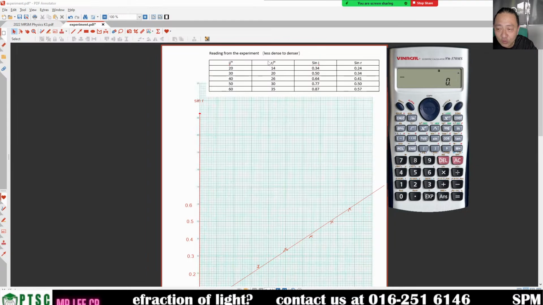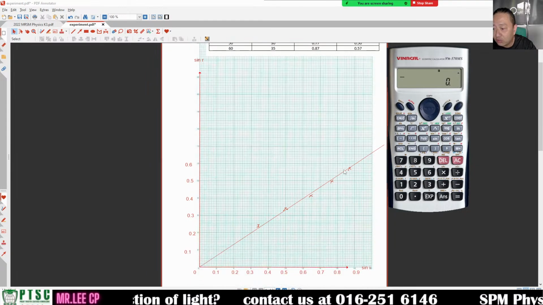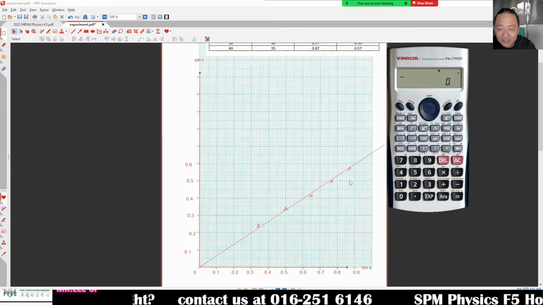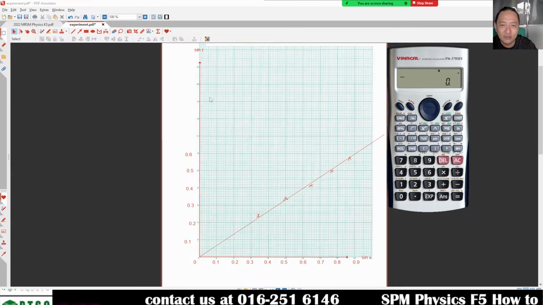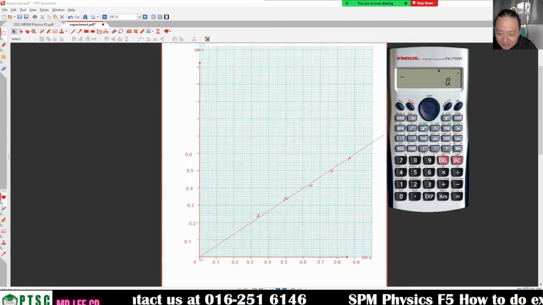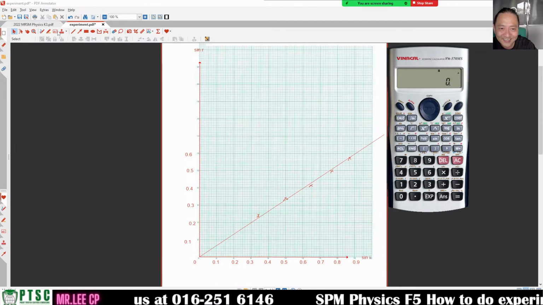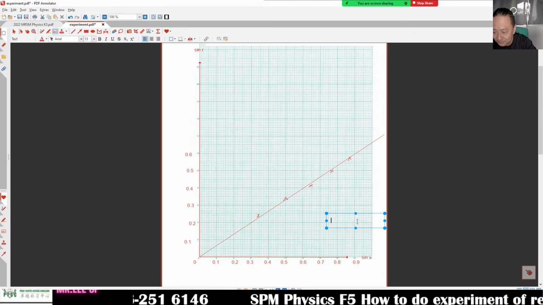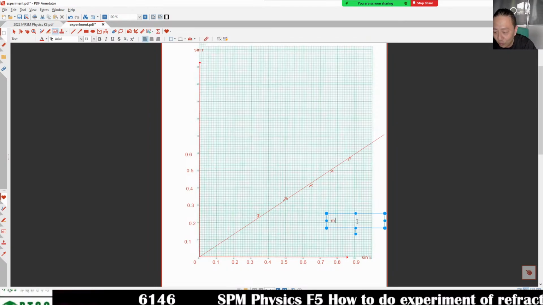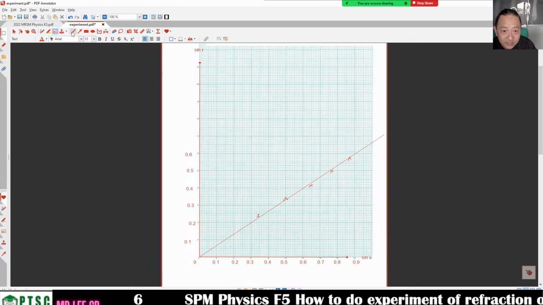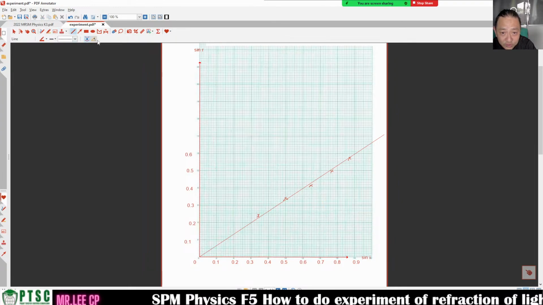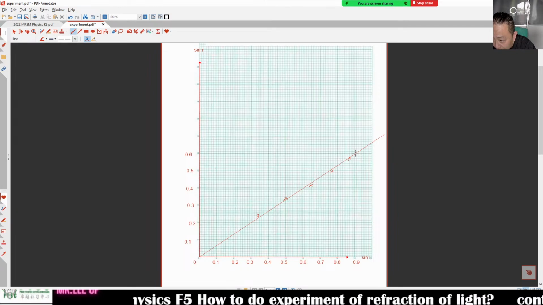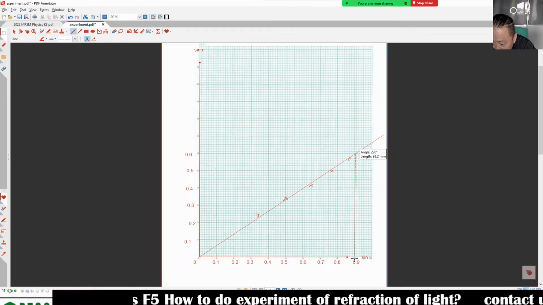So when you got this one already, everything just plot, you can calculate. Now, when you calculate the gradient here, it cannot be more than 1. Why? Because we calculate the gradient from here. When you want to calculate the gradient, I want you to do this: find a very good spot here and then draw here.